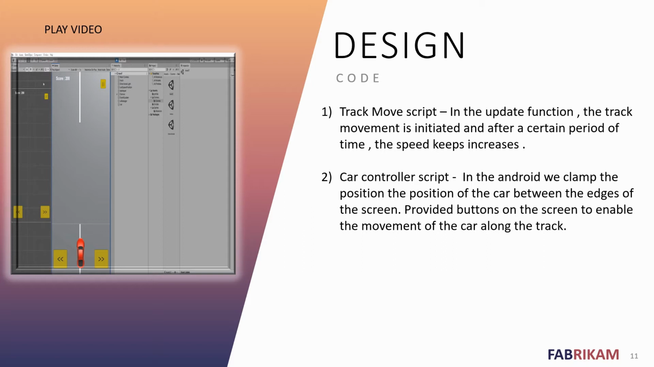Car controller script. In Android, we clamp the position of the car between the edges of the screen so that when the user moves left or right, it doesn't move out of the screen. And we have also provided buttons on the screen such that the user can move along the track, and I would demonstrate it with a video. So as you can see, the track is moving, and when I click the button, the car moves left or right.